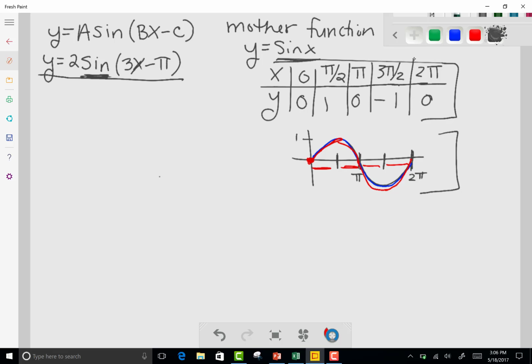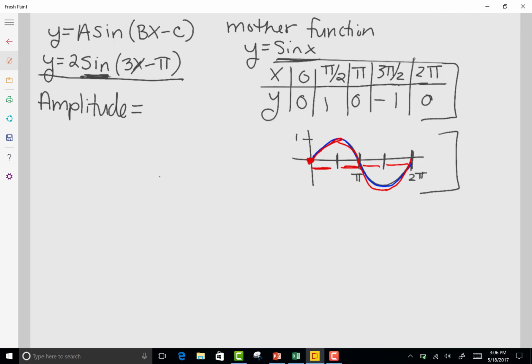Okay, so going back to our translated function, the first thing we want to find is our amplitude. Our amplitude is our value of A. So that means in this example, our translated function is going to have an amplitude of 2. If I look at my mother function, my amplitude is 1. I come up to 1 from the center or the midline, and I come down to 1 for my min and my max from the midline. For a translated function, when we graph it, it should go all the way up to 2 for a max and all the way down to negative 2 for a min.